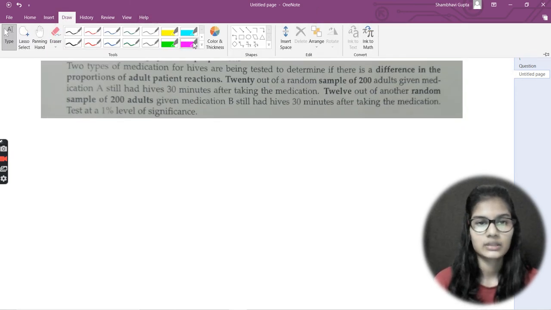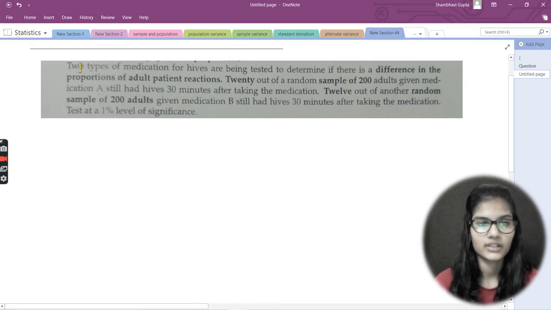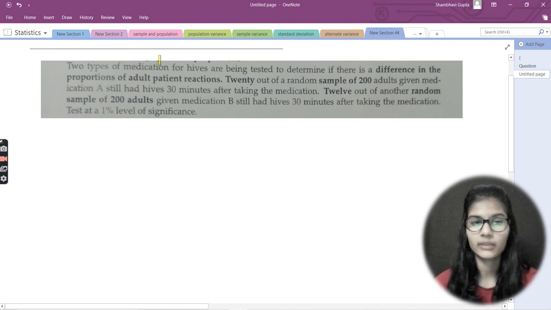So let me take out a highlighter here for highlighting the things. Right. So my question says: two types of medication for hives are being tested to determine if there is a difference in the proportions of adult patient reactions. 20 out of a random sample of 200 adults given medication A still had hives 30 minutes after taking the medication. 12 out of another random sample of 200 adults given medication B still had hives 30 minutes after taking the medication. Test at a 1% level of significance.